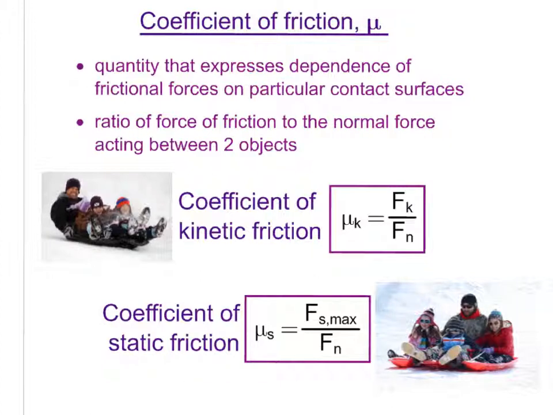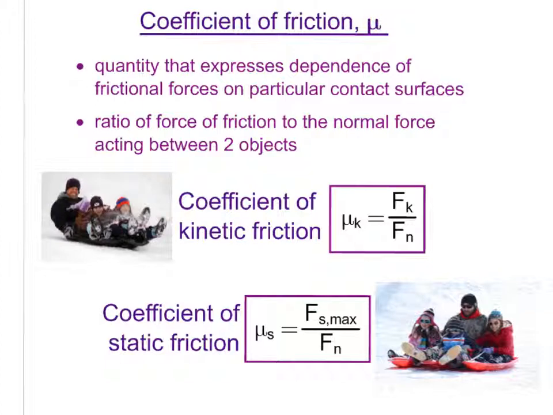Now let's take a look at something called the coefficient of friction. And we get to use this cute little Greek letter called mu. It starts low and comes up. It's a little bit like a U, but it has a long leading edge here, and it goes down lower. Mu. The coefficient of friction is a quantity that expresses how frictional forces depend on a particular contact surface. And the definition of it is simply the ratio of friction to the normal force acting between two objects.